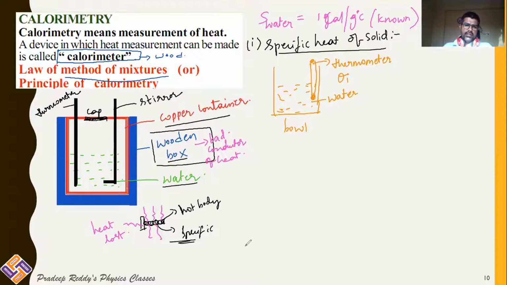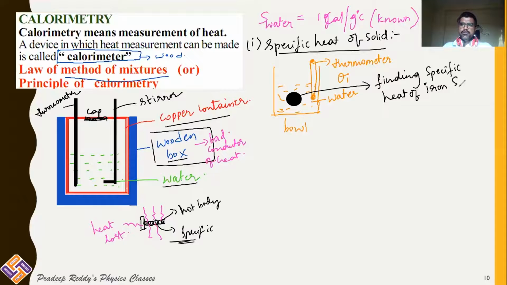Now you are taking one solid substance, like I am considering a sphere. I am placing one sphere in this. I want to find out the specific heat of this sphere, an iron sphere. Now as this iron sphere is placed inside the water, what is its initial temperature? Definitely it will be theta I.